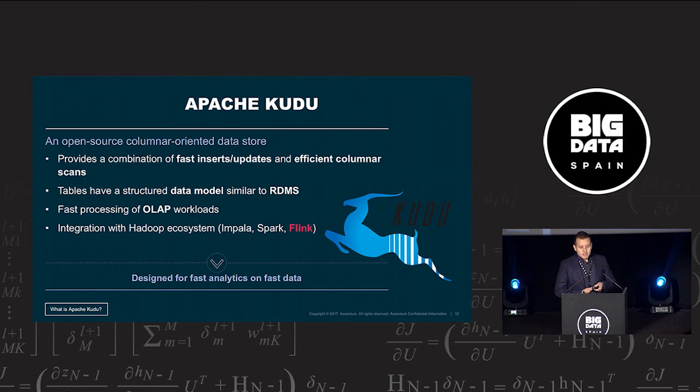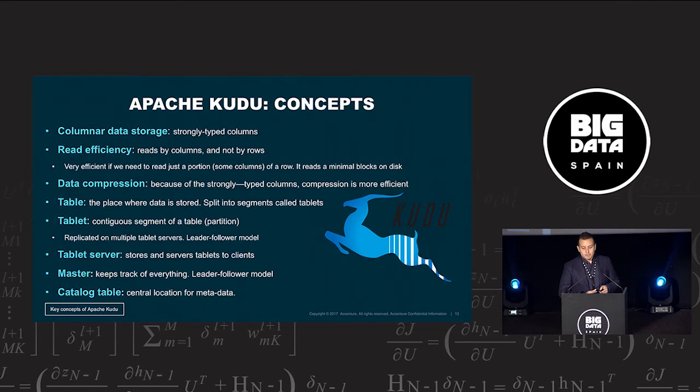And the last feature, but not least, is that Kudu is fully integrated with Hadoop. Okay, it is integrated with Impala. We can run SQL queries over Kudu by using Impala. It is also integrated with Spark, and now it is integrated with Flink. So in the end, Kudu is a data store designed for fast analytics on fast data.